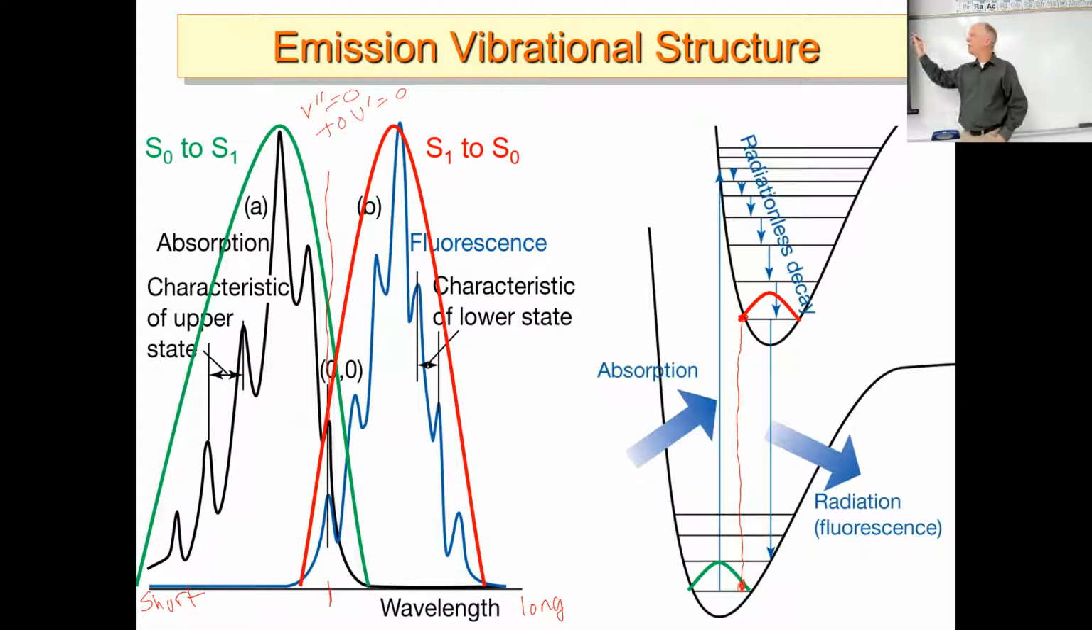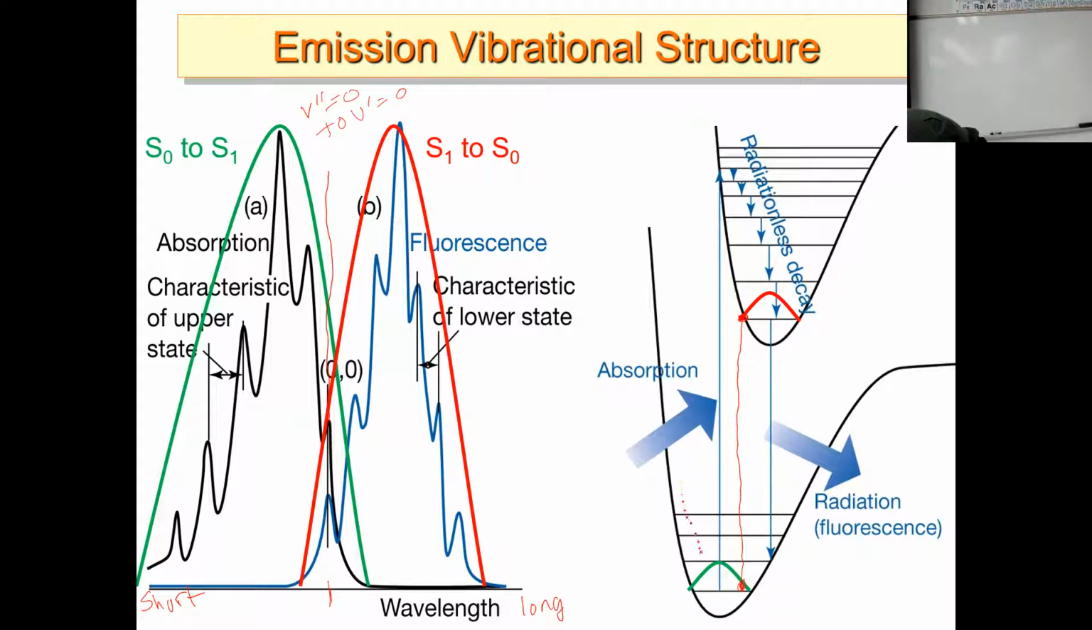If you don't picture these potential energy surfaces in your mind, it's very hard to keep this straight. But the longest wavelength absorption is the 0-0 because that's the shortest arrow. So this is the shortest arrow, this red one, right here. Every other arrow on the absorption side is going to be longer, and so that's going to be a shorter wavelength. Longer arrows give shorter wavelengths.